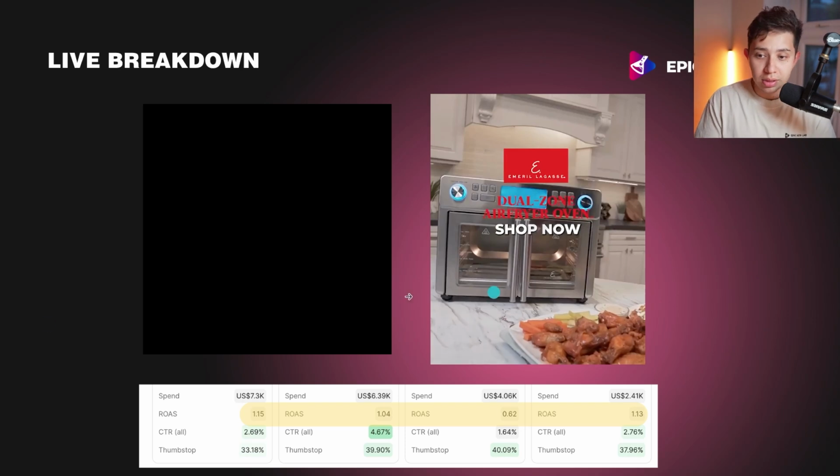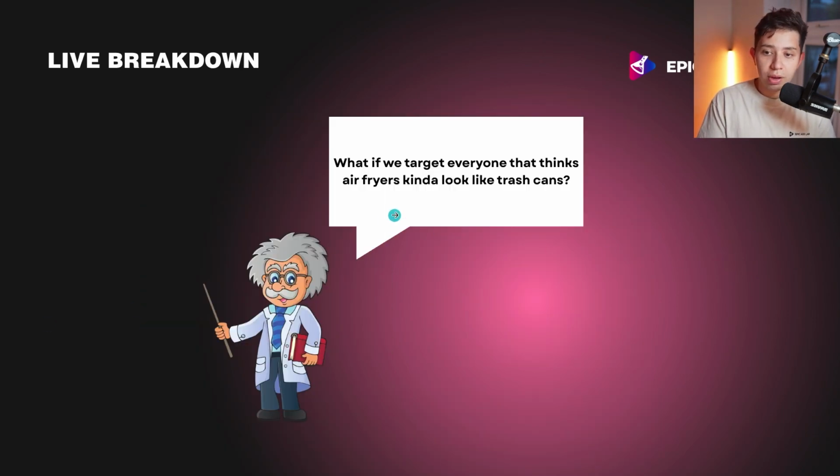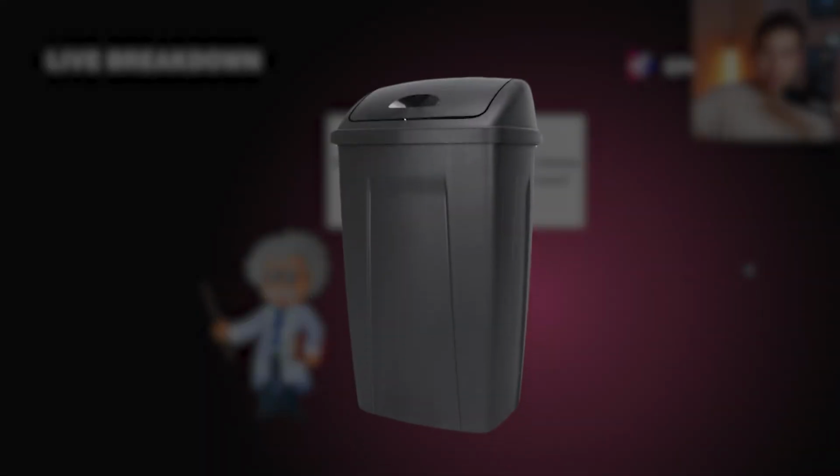And we did a hypothesis, which was, what if instead of these high production ads, what if we target everyone that thinks air fryers kind of look like trash cans? I mean, I have one and it looks like this black trash can when you think about it.